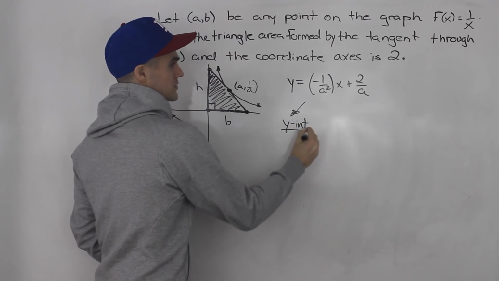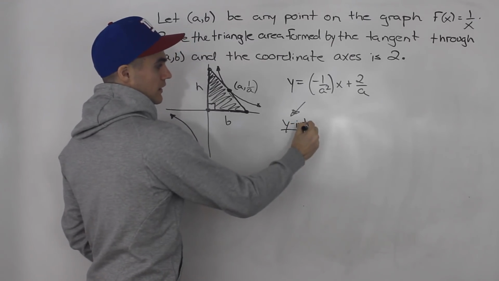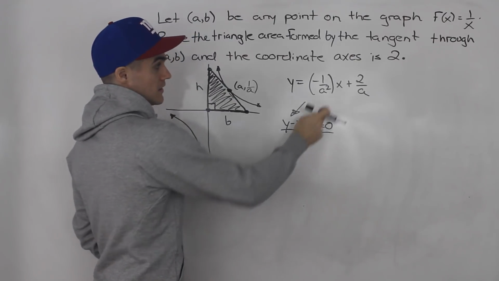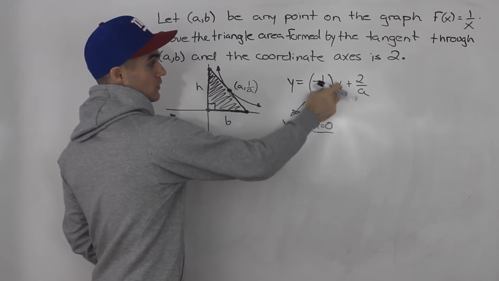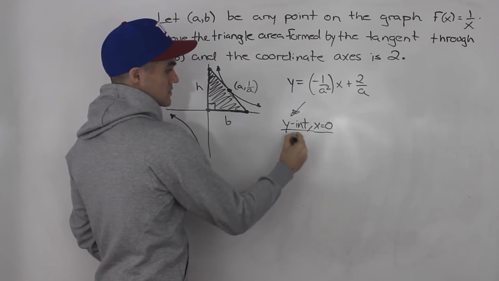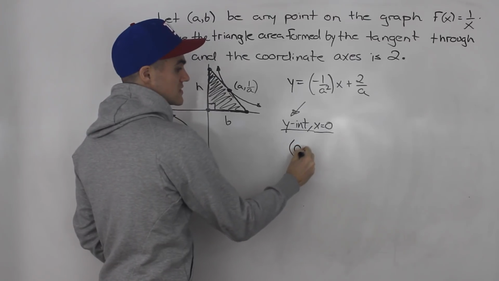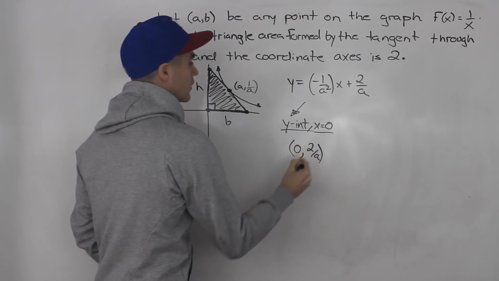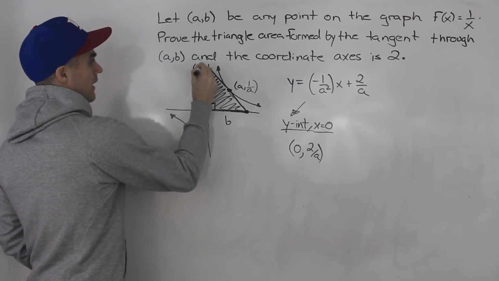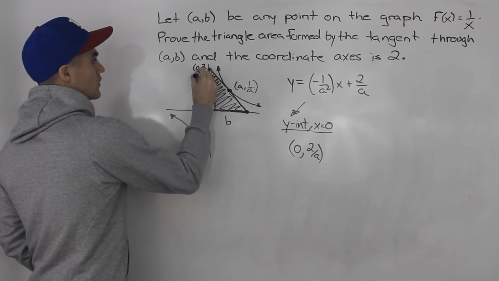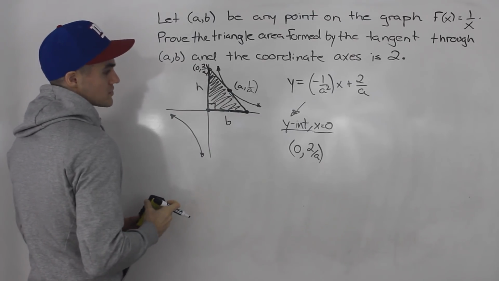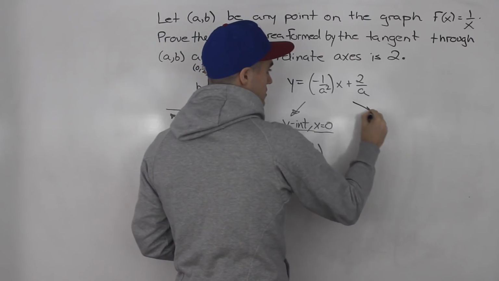And actually, the y-intercept is just the b value, because if we plug in an x value of 0, that's how we always find a y-intercept. Plug in 0 for x, this times 0 would go away, so we'll just have y equals 2 over a. So we know the y-intercept is going to have a coordinate of 0 and 2 over a. So this coordinate here is 0 and 2 over a. Right, so that is the y-intercept. Now what about the x-intercept?